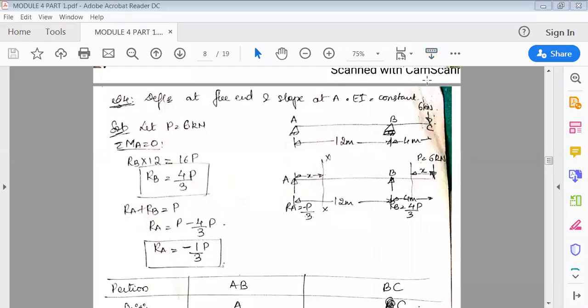Hello everyone. Now let us start the next type of problem. It is to find the deflection at the free end and slope at A. So they have asked you to find the deflection at the free end and slope at A. So it's an overhanging beam wherein EI is constant.